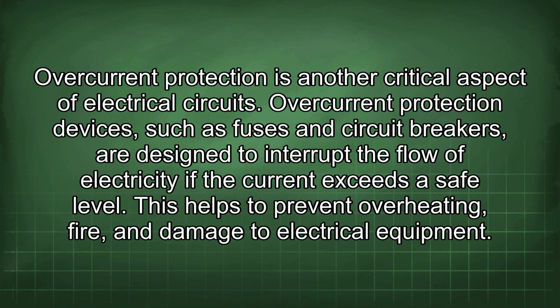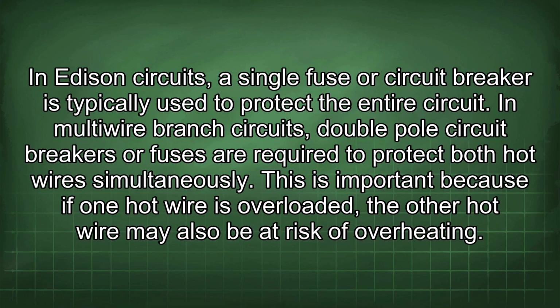Overcurrent protection is another critical aspect of electrical circuits. Overcurrent protection devices, such as fuses and circuit breakers, are designed to interrupt the flow of electricity if the current exceeds a safe level. This helps to prevent overheating, fire, and damage to electrical equipment. In Edison circuits, a single fuse or circuit breaker is typically used to protect the entire circuit. In multi-wire branch circuits, double-pole circuit breakers or fuses are required to protect both hot wires simultaneously.